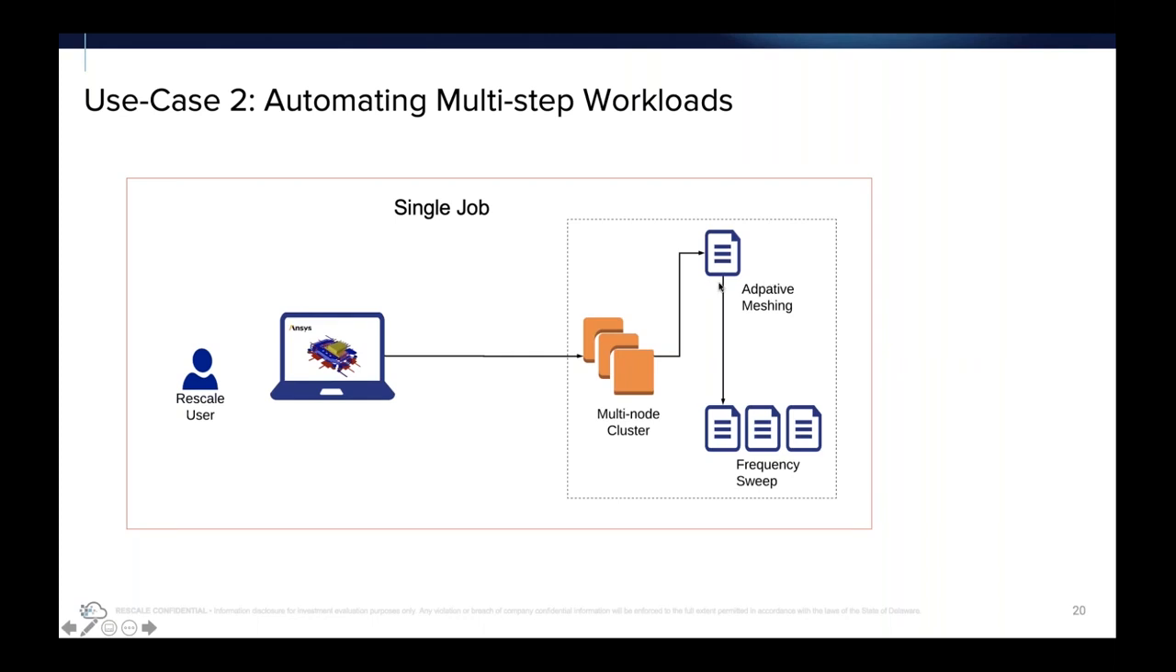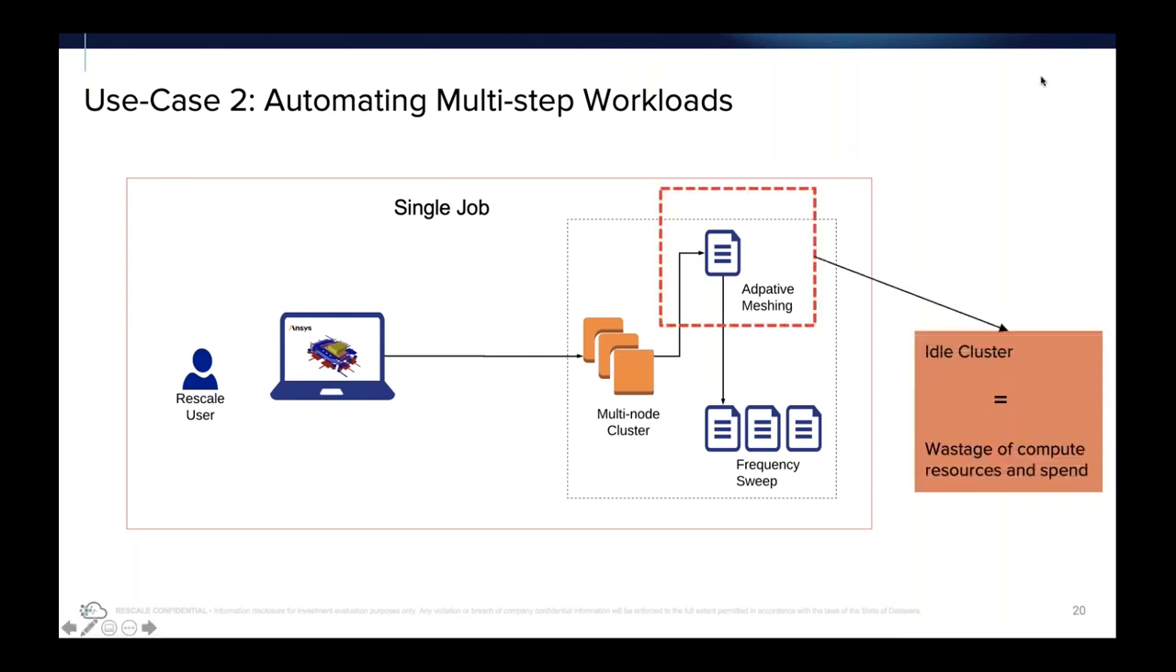Until this process is completed and gets to the frequency sweep, all the nodes cannot be used. So the user spun up a big cluster, some nodes are idle, and the user is paying for an idle cluster, right? Now, an idle cluster is something we all don't like, because it leads to wastage of resources and money. So this is not the way to be running this job. How can we do it better? What can we do here?